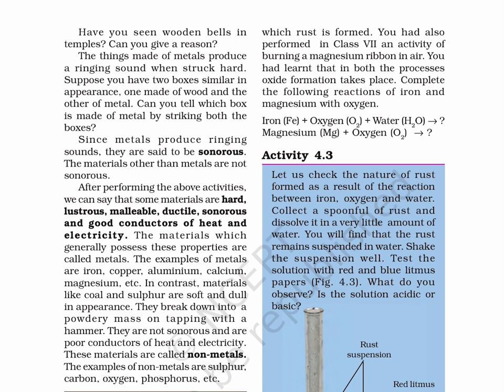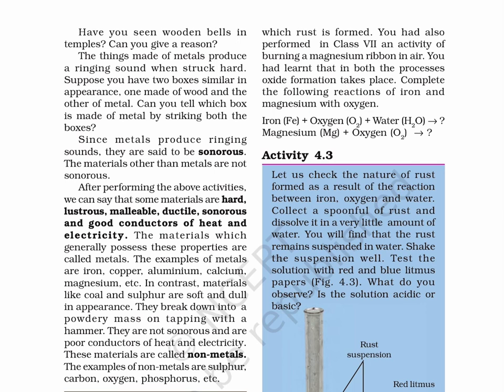Suppose you have 2 boxes similar in appearance, one made of wood and the other of metal. Can you tell which box is made of metal by striking both the boxes? Since metals produce ringing sounds, they are said to be sonorous. The materials other than metals are not sonorous.